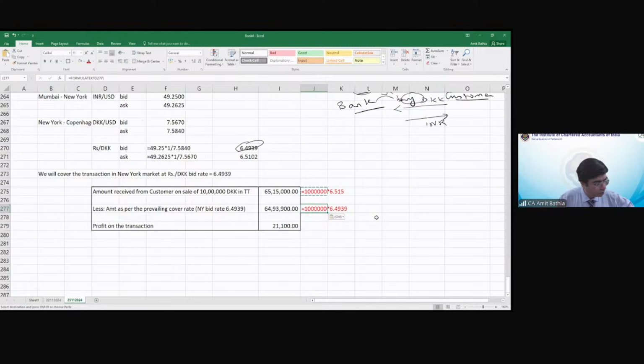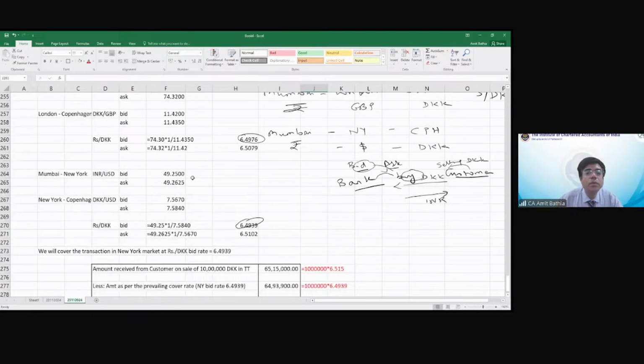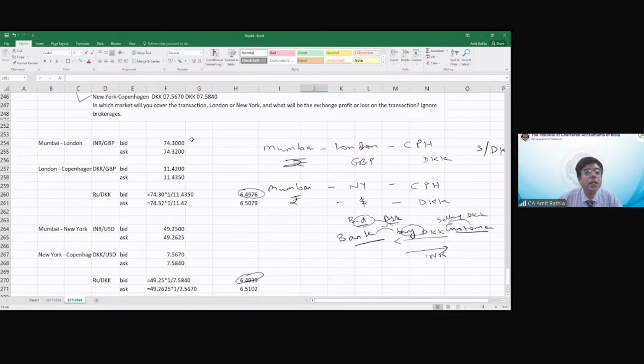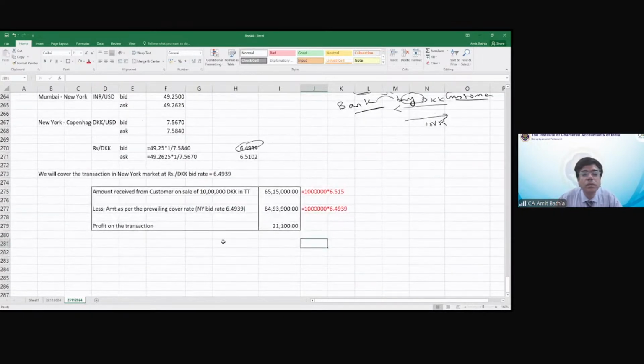Sir, here is arbitrage opportunity between New York and London market also now. Yes, dear. So what we are asked is profit on the exchange, profit or loss on the transaction. You calculated 21,100. Now say for example, I want you to calculate arbitrage profit or loss. Can you help me calculate arbitrage profit or loss? How will you calculate arbitrage profit or loss? Sir, buying in the New York market and selling in the London market.